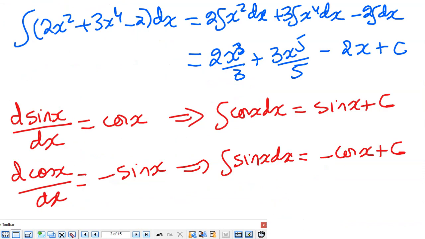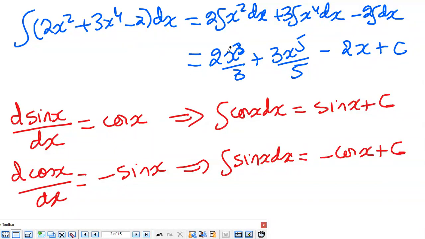Now another example: if you have a sum of many monomials, 2x squared plus 3x to the fourth minus 2, we can separate each one by itself. Be careful, guys. If there is a plus or minus, we can separate. But if it is a multiplication, for example 2x squared times (4x minus 1) squared, we cannot separate. We cannot do the integral of 2x squared times this one. We'll see later on how to do it if I have a multiplication. So, the integral of each one by itself.